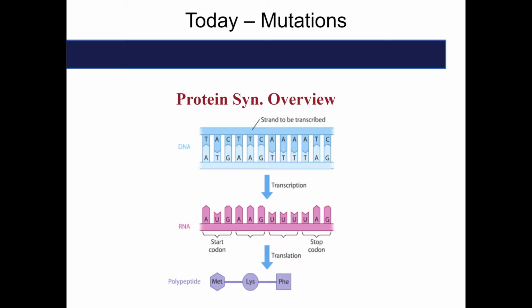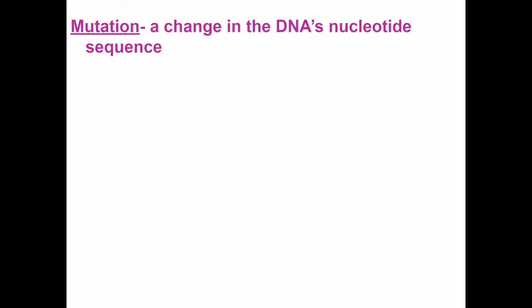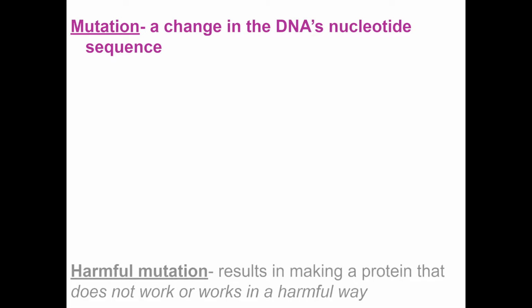Now we want to look at what if there's some sort of mistake in our DNA. How is that going to affect our final amino acid sequence? And that's what we're really focusing on for today. So what is a mutation? The basic definition is a change in the DNA's nucleotide sequence. So something happens to that sequence which will then result in a potentially different amino acid. We're going to look at the different types of mutations.